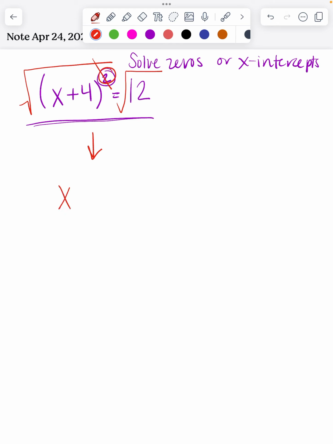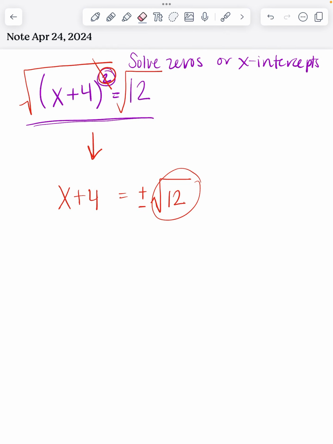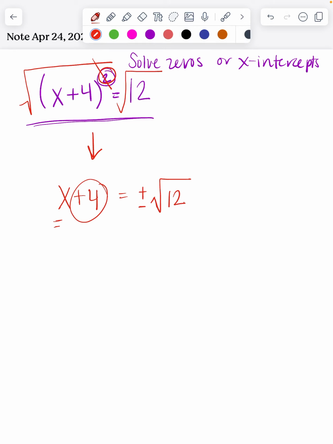And now I have x plus 4 equals the square root of 12. However, when we take the square root of 12, we must have a plus or a minus, because we're going to have a positive answer and a negative answer, which means we're going to end up with 2 answers, okay? So then finally, my last step is to get rid of this 4. Again, I'm trying to solve for x, so I'm going to do the opposite, which is subtract 4. So I'm going to subtract 4 on both sides. X is equal to negative 4 plus or minus the square root of 12.